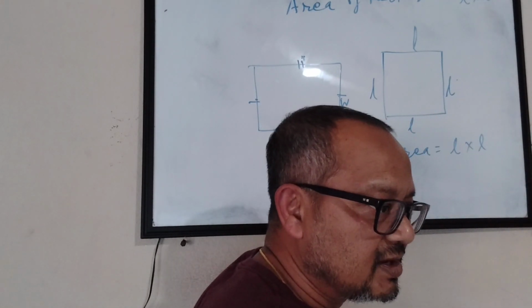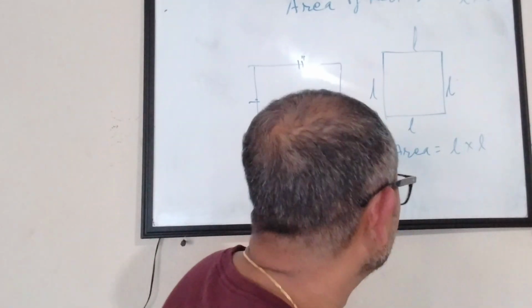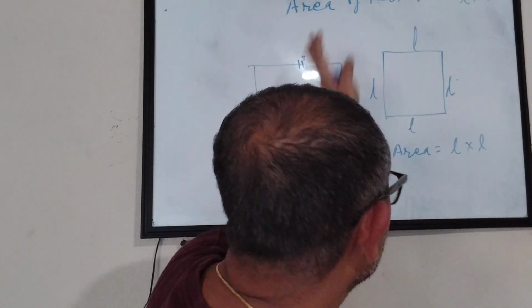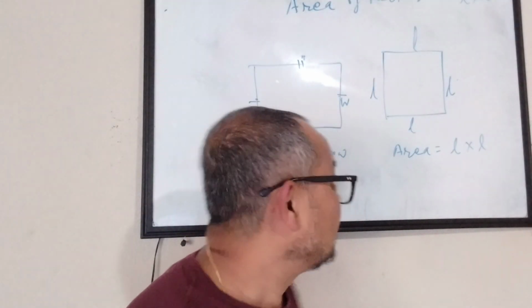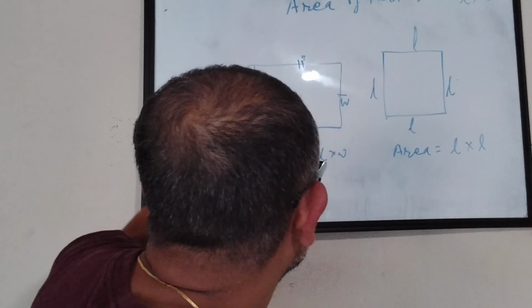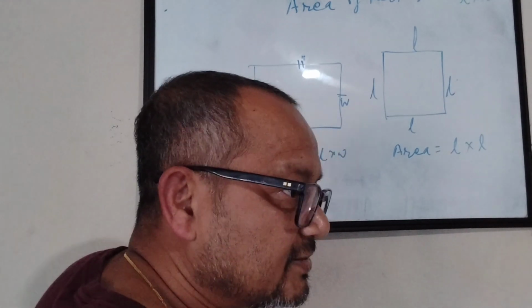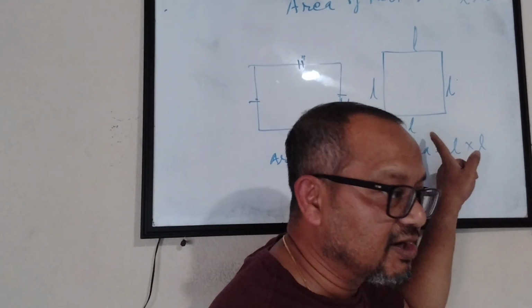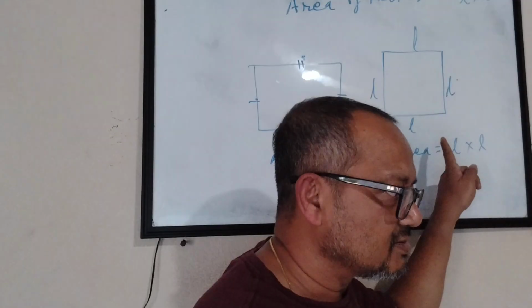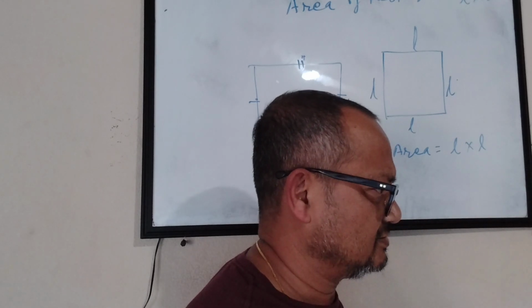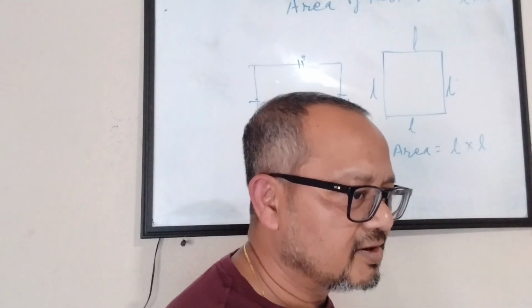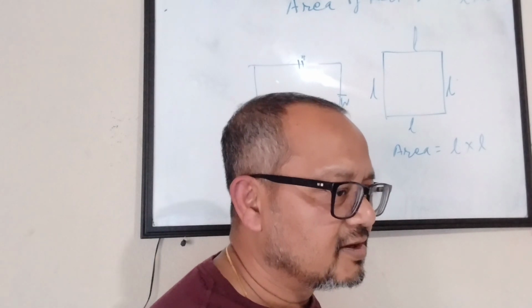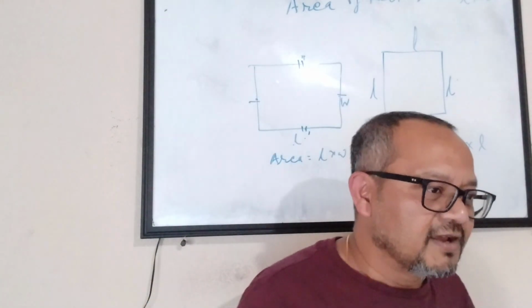If I ask you to find the perimeter of a rectangle, what will that be? 2 times length plus 2 times width. What will be the perimeter of a square? Everything is a length, there's no length and width difference. Everything is equal.